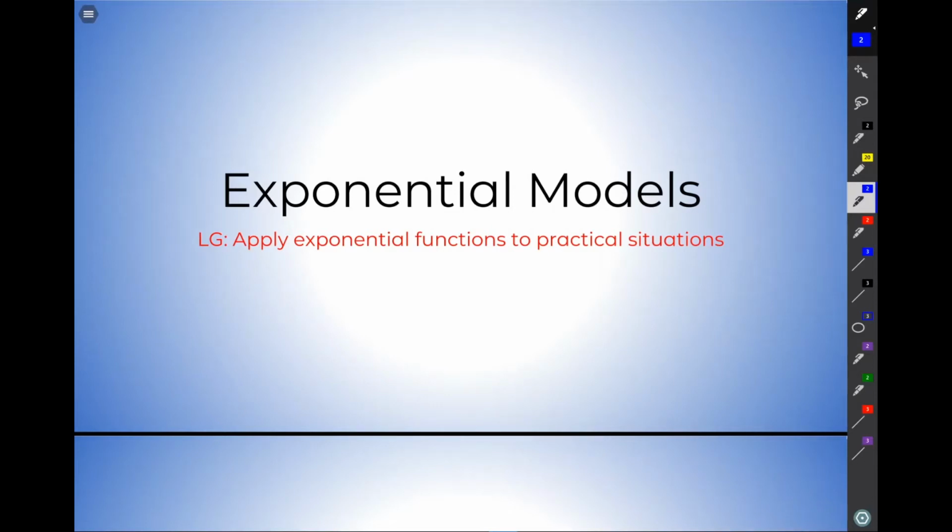Alright guys, second lesson in our Graphs of Practical Situations unit. This time we're taking the exponential functions that we looked at in our last lesson, and we're looking at practical situations that we can model with an exponential function.